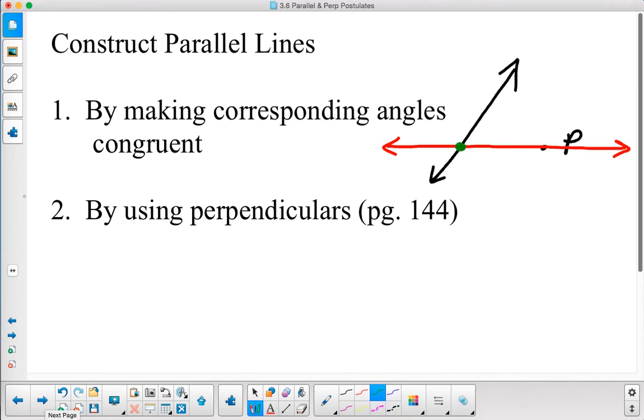Now from the vertex here, make an arc that crosses each side of that angle. And from P, do that same arc. Now with your compass, the point of your compass at this intersection, and get the pencil to reach right there. Slide it over and put the point of your compass at that intersection and mark where your angle should end. Now when you connect point P through that X, you should be creating a parallel to the line.